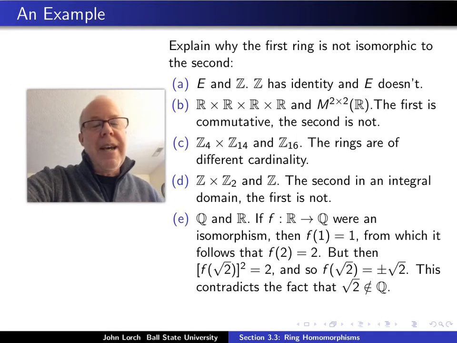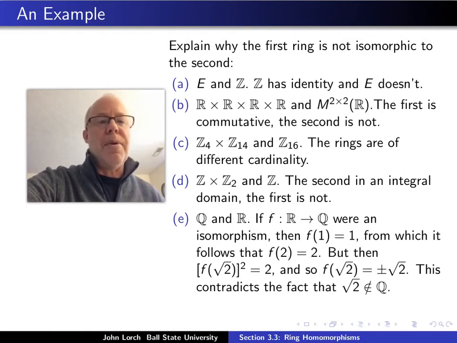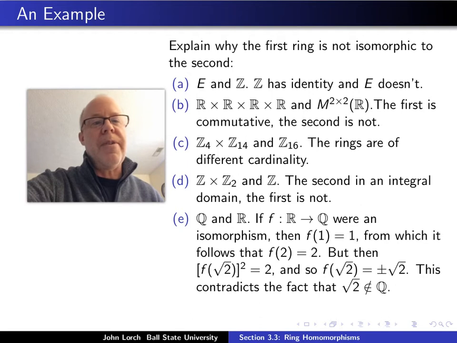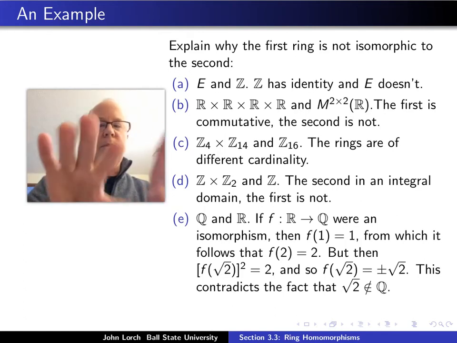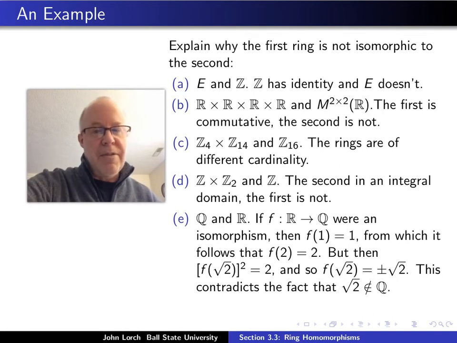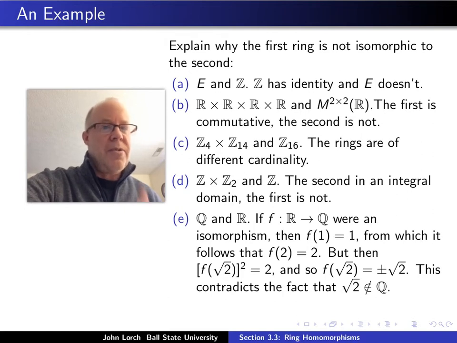Moving on to item B, we have the Cartesian product of four copies of the real numbers, and then we have this set M_2(R), which consists of all the 2 by 2 matrices with real entries. Why can't these be isomorphic? The reason is that the first ring, the Cartesian product, is a commutative ring, meaning it doesn't matter what order you multiply things in. But we remember that the ring of matrices is not commutative. So those cannot be isomorphic to one another.